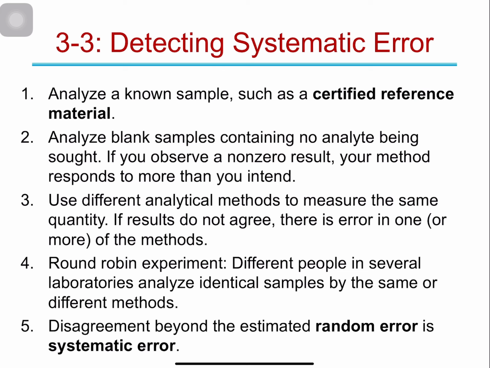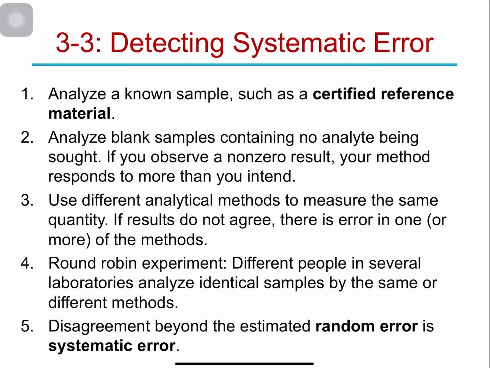But in order to detect the systematic error, there are 5 things you can do. The first one is to analyze a known sample, such as a certified reference material. So if you have a standard solution that you know should have a certain concentration of the material you are analyzing, and when you analyze it, you get a completely different result from the one you should have, then you should know that there is a systematic error in your method. It doesn't have to be personal or specifically method or instrumental. It can be a combination of the three, or it could be one of these 3 types. So once you get a result different from the one you should get, then you should know that there is a systematic error in your analysis.